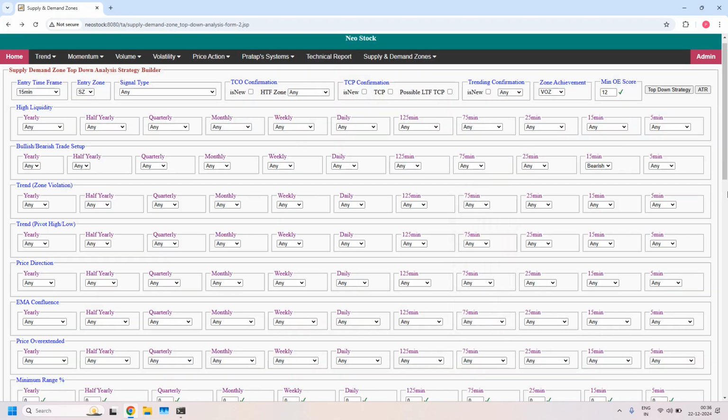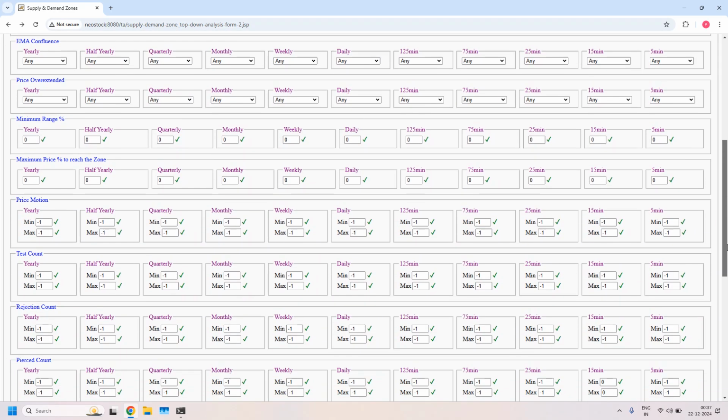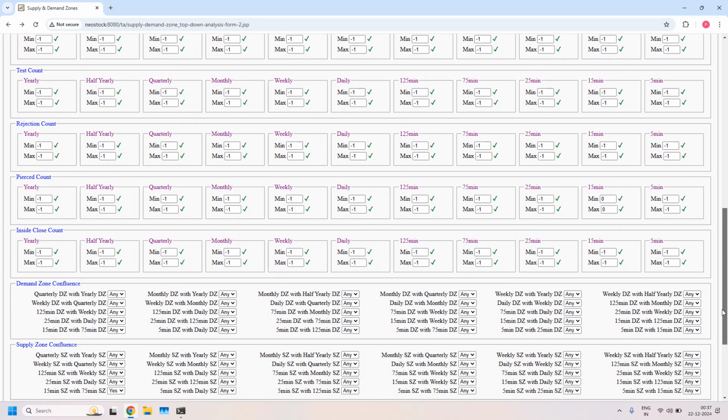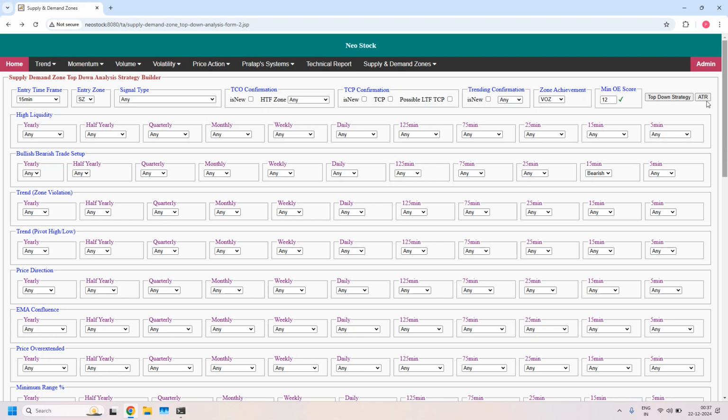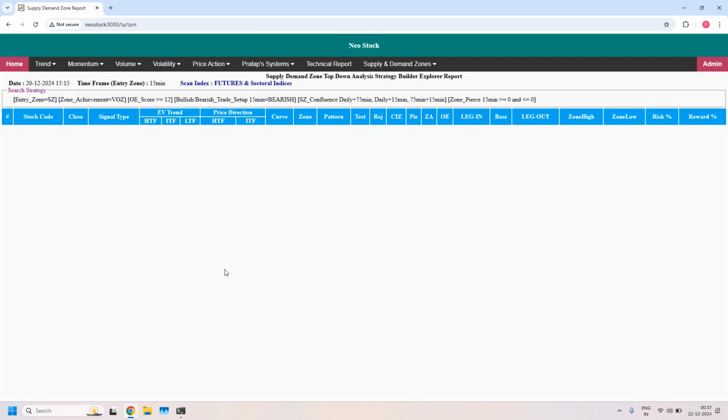Now let us look for LTF, ITF and HTF supply zone confluence. We need to set 3 filters. First filter is already enabled. 15 minute supply zone with 75 minute supply zone confluence. Second filter, 15 minute supply zone with daily supply zone confluence. Third filter, 75 minute supply zone with daily supply zone confluence. With all the three filters, LTF, ITF and HTF supply zone confluence, we did not get any stocks. Okay, this is about bearish trade setup for daily income trade.